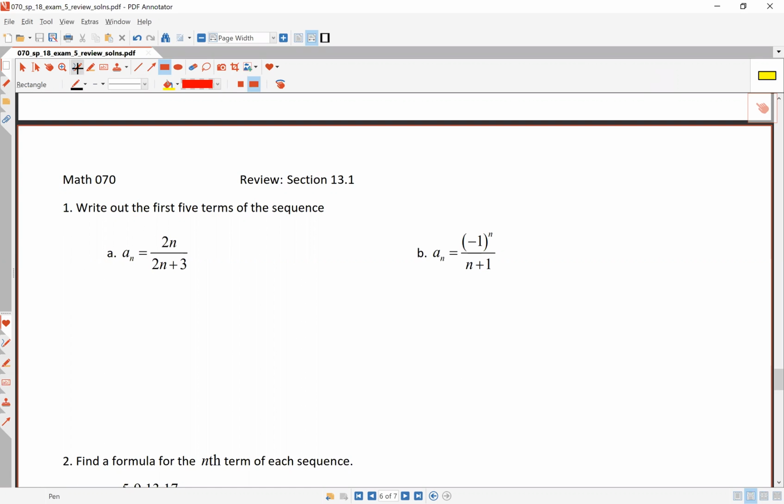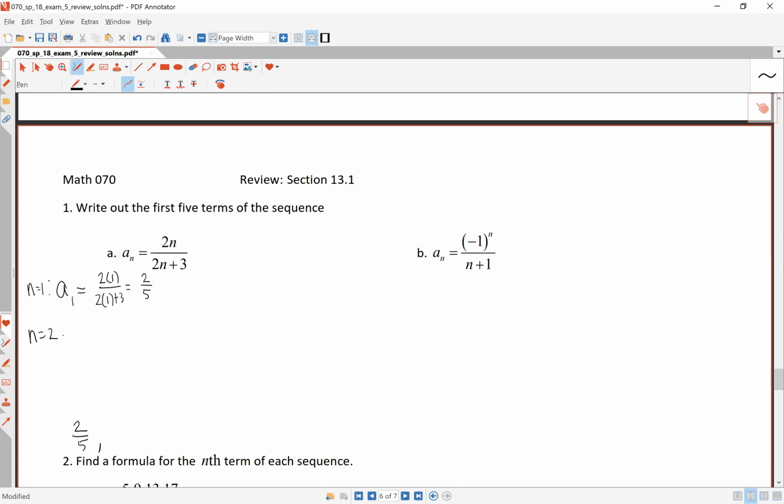The first term in the sequence is found by setting n equal to 1. We call this A1, or the first term. Where we see n, we plug in 1. 2 times 1 over 2 times 1 plus 3. That's 2 over 2 times 1 is 2 plus 3 is 5. So the first term in the sequence is 2/5.